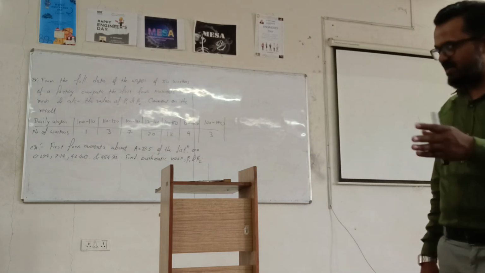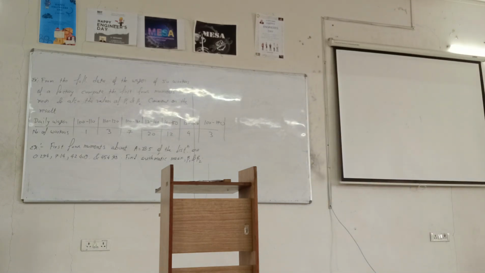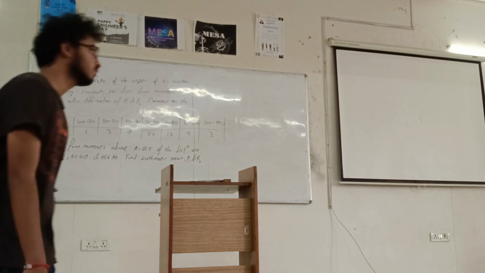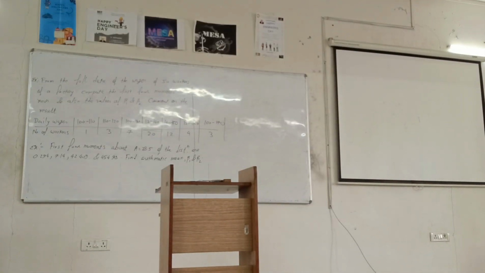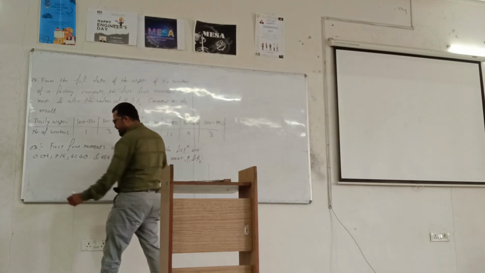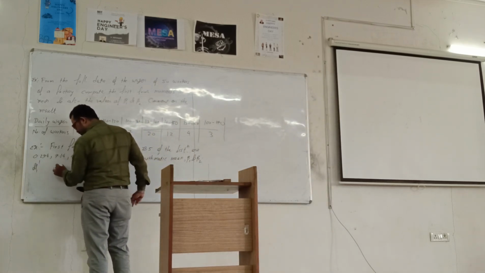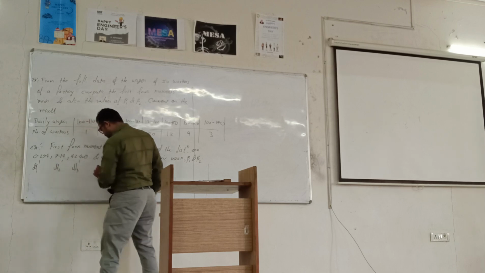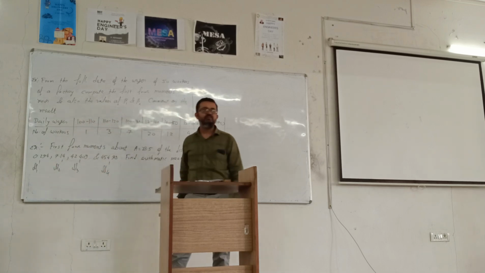Then we can find it as in the previous one. Second problem. What is given? We are given the first four moments about A. The value of A is also given: A is 28.5. So the first four moments are given. What are they? 0.294, 7.14, 42.409, and 454.98. So this is your mu1 dash, this is your mu2 dash, and mu3 dash and mu4 dash are given to you.